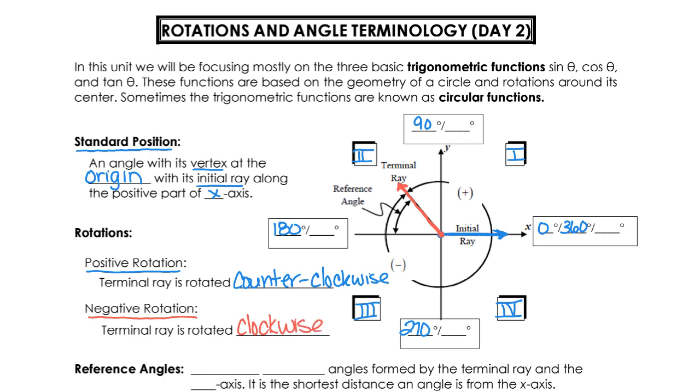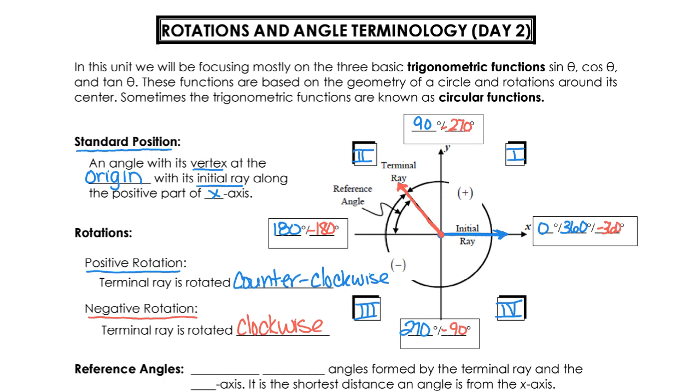However, that terminal ray can also rotate negatively if you rotate it clockwise. So for instance, if that terminal ray is showing an angle of 0 degrees but then rotates down, that would be negative 90 degrees. If it continues to rotate, then it would be negative 180 degrees. If it continues to rotate and points straight up, that would be negative 270 degrees. And then if it continues to rotate back onto the initial ray, that's negative 360 degrees.